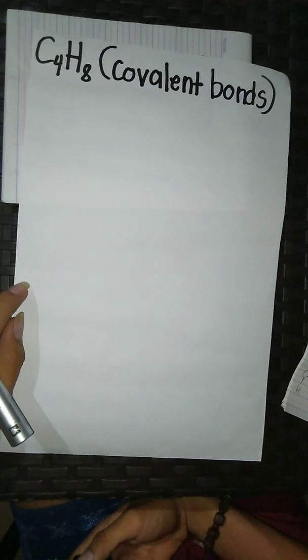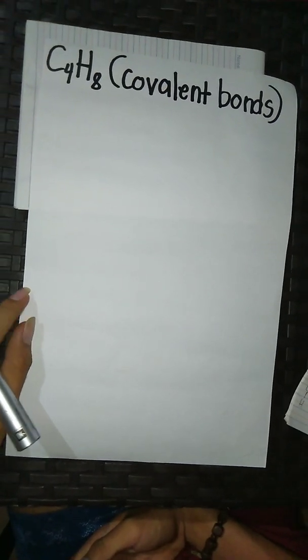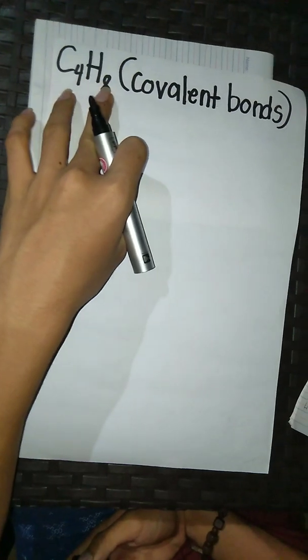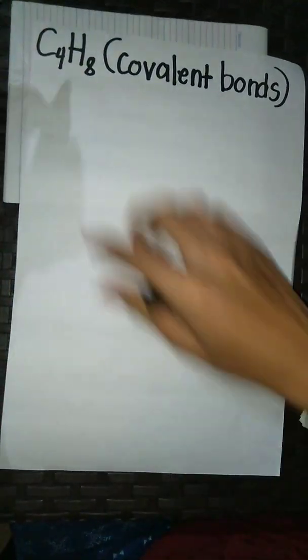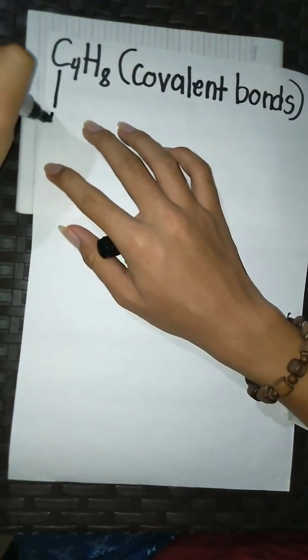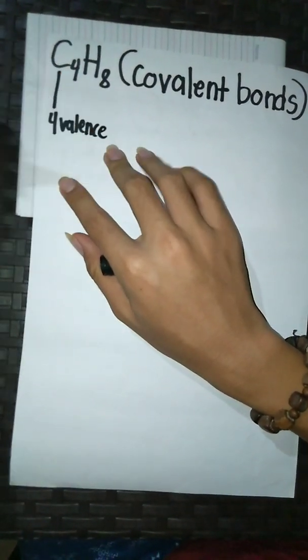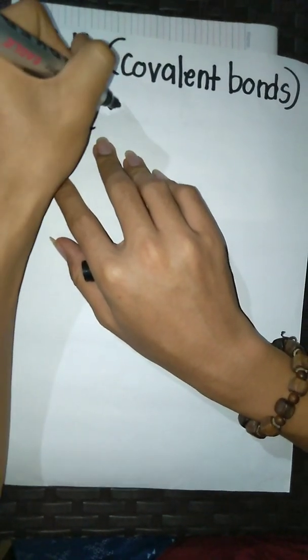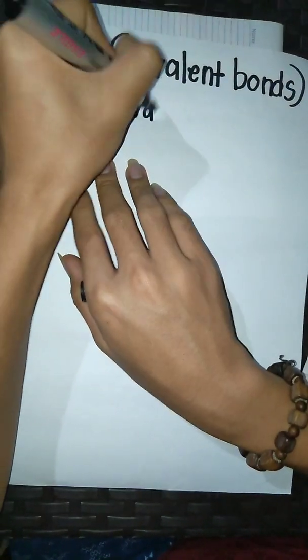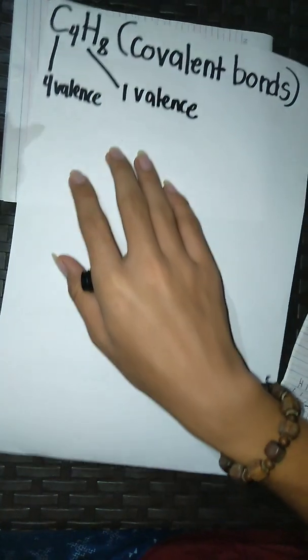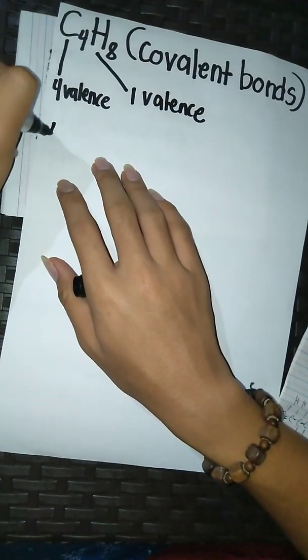The last one is the C4H8. C4H8 is a covalent bond because they are both nonmetals. Carbon has 4 atoms, while hydrogen has 8 atoms. Carbon has 4 valence electrons. However, hydrogen has 1 valence electron. We need to multiply them all and add them all to get the total valence electrons.